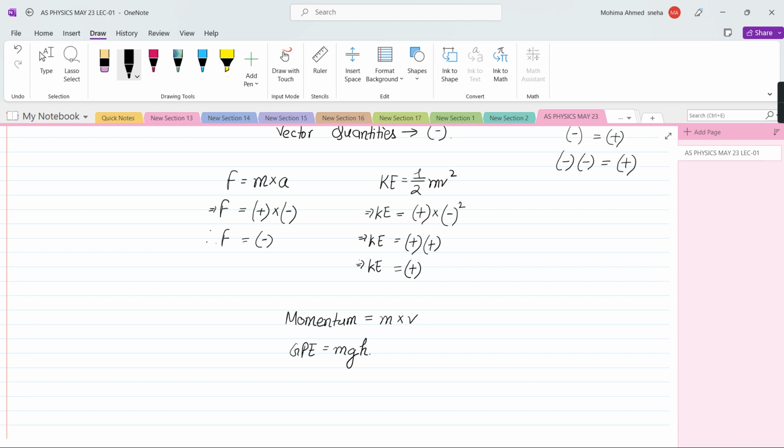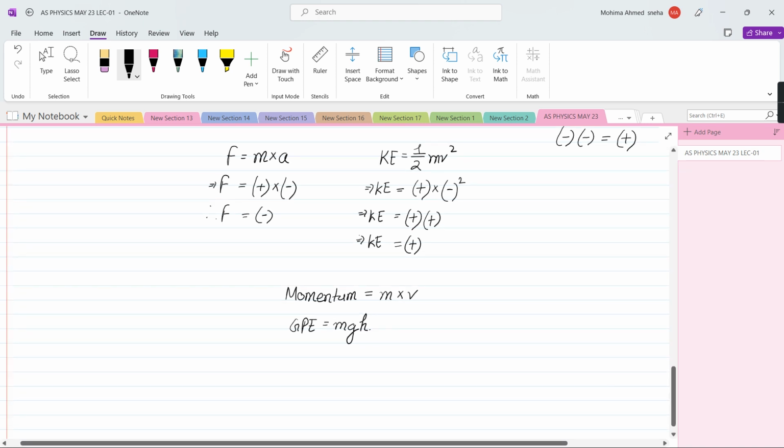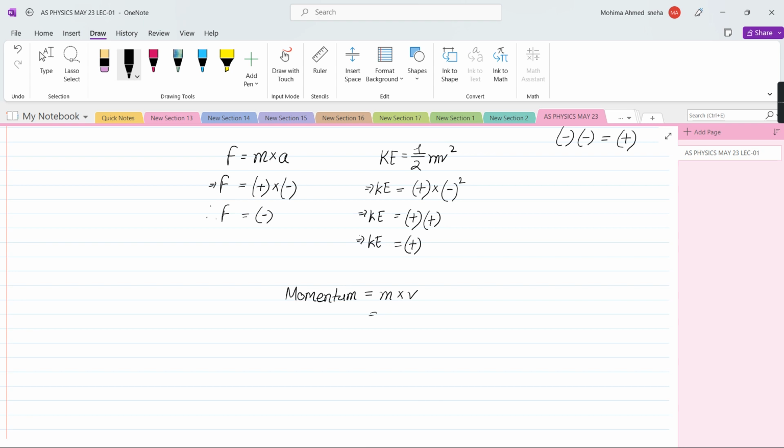Okay, so let me just write it down. For momentum, it's going to be mass and velocity. Mass is obviously positive, a scalar quantity, and velocity is a vector quantity, right? So it will be plus multiplied with a minus, and the simple basic algebra is whenever a positive thing is multiplied with a negative, the final answer would be minus, right? Indicating that momentum is indeed negative.